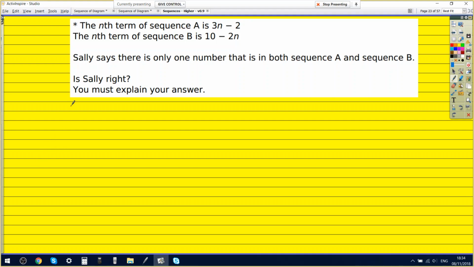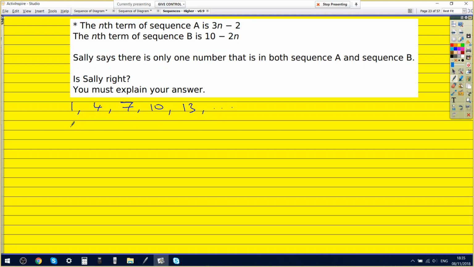First term, that would be 1. Then 4, 7, 10, 13. Okay, and so on.